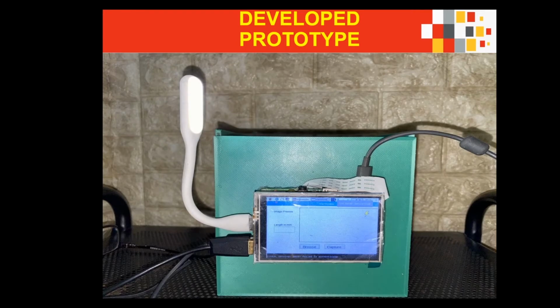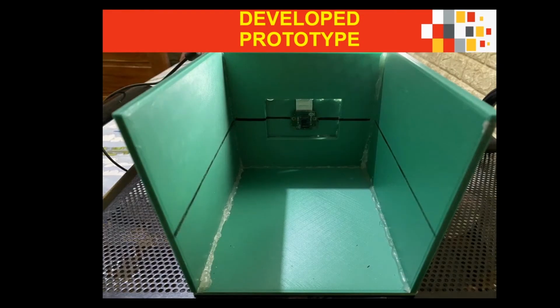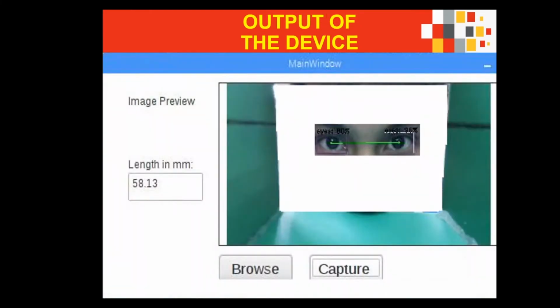The developed prototype looks simply like this. This is the front side of the prototype. The LCD touchscreen in front can accept inputs in terms of touch, while the back side of the prototype is where the user, or rather the subject, could align their eyes directly into the prototype's camera to have their eyes scanned.